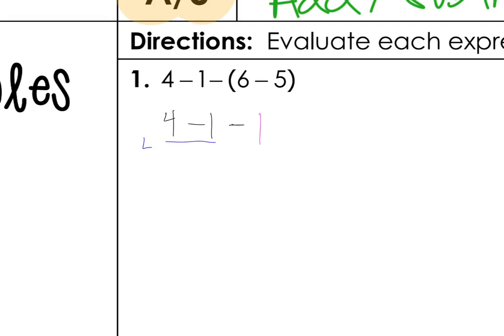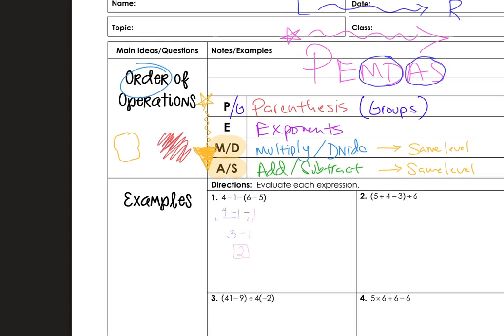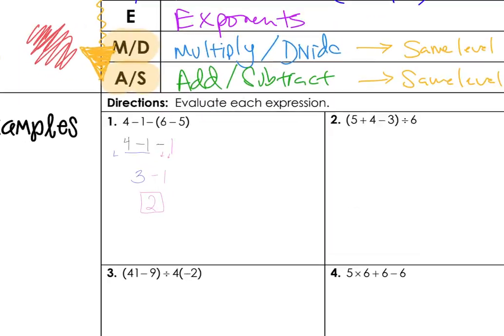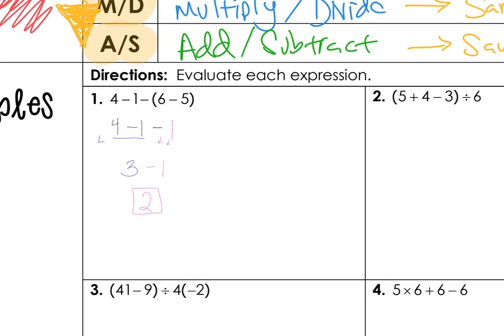4 minus 1 is 3. And then we have, I'm not going to switch too many colors because this will take forever if I do. 3 minus 1, because this just drops down. 3 minus 1 is 2. That is the answer, because we followed Mr. Drill Sergeant's, drill instructor, whatever they're called, we followed their instructions. Now, what if I'm the whatever guy, and I'm just like, you know what?